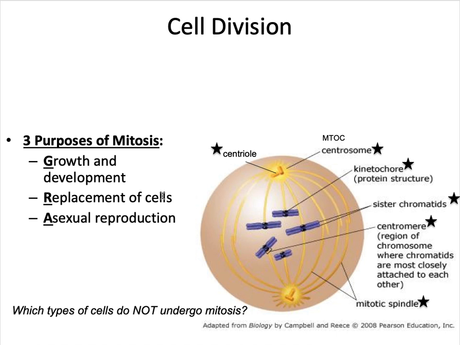And then another purpose is for asexual reproduction, to make genetically identical cells. It's important to differentiate between asexual and sexual reproduction. Remember, mitosis is only for asexual reproduction. So which types of cells do not undergo mitosis? Of course, your sex cells, your gametes, your haploid cells. But what other types?